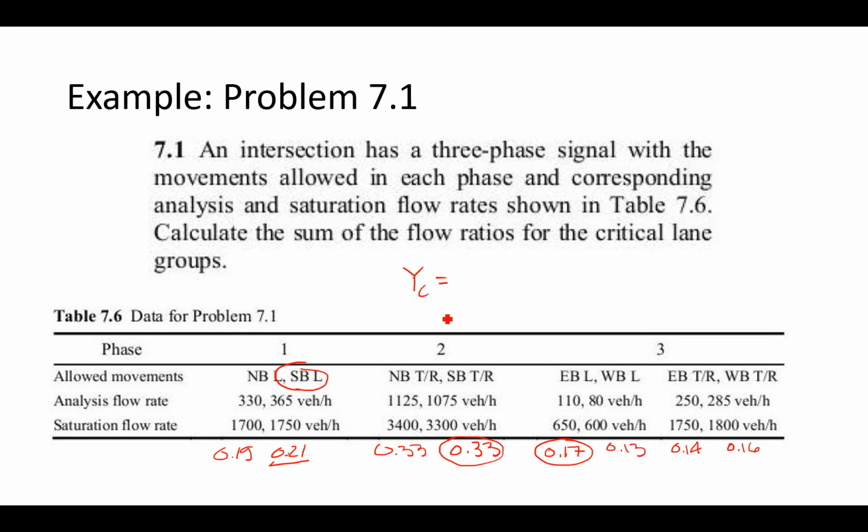would be equating our 0.21 plus 0.33 plus 0.17, right? There we go. And whatever that equals, I guess I'm going this far, I might as well calculate that. 0.21 plus 0.33 plus 0.17, right? 0.71 is what I get.